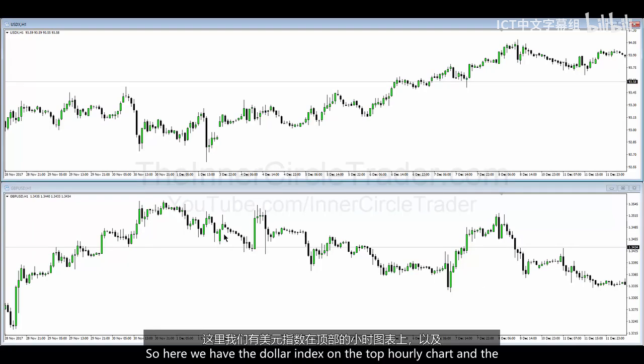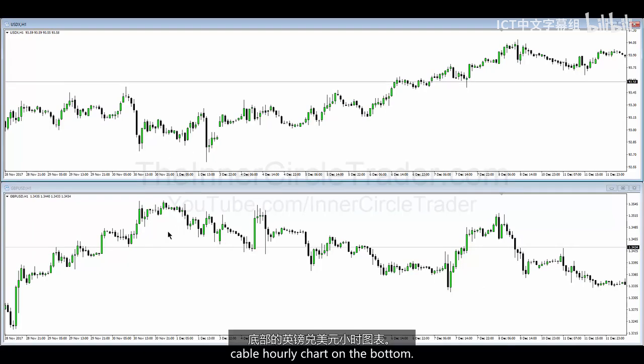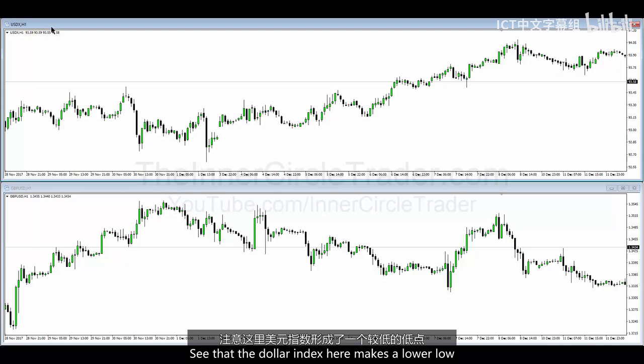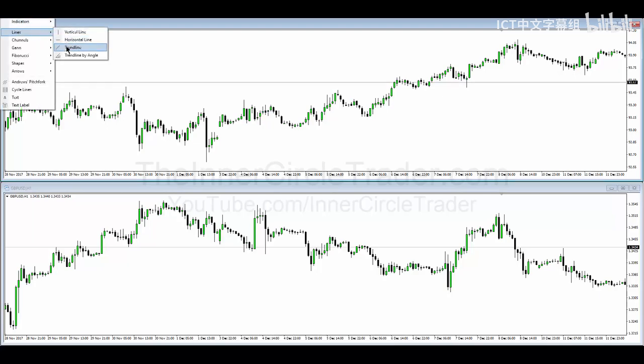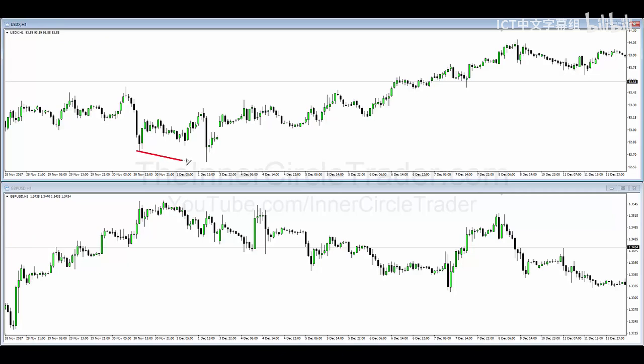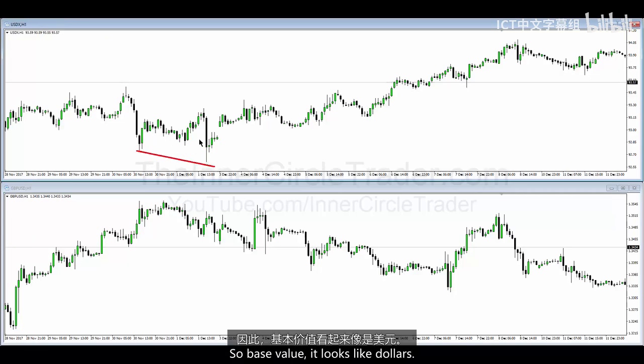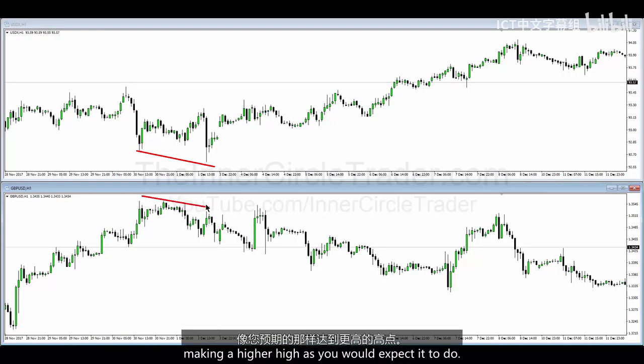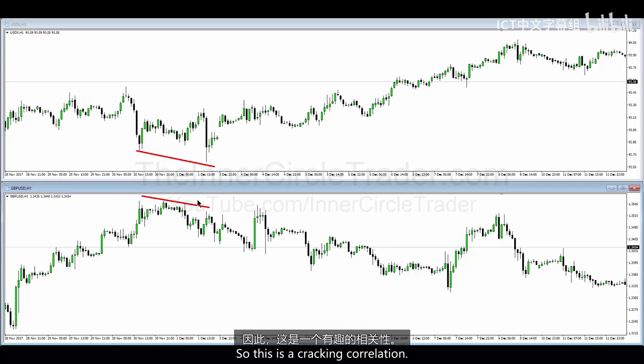Okay, so here we have the dollar index on the top, hourly chart, and the cable hourly chart on the bottom. You can see that the dollar index here makes a lower low here. So face value, it looks like dollar is weak. At the same time, the cable market, you can see, is not making a higher high as you would expect it to do. So this is a cracking correlation.